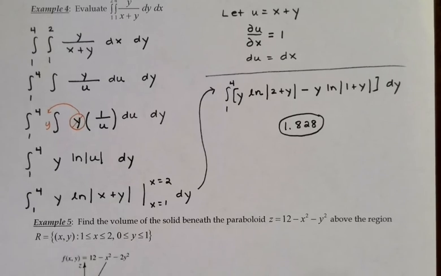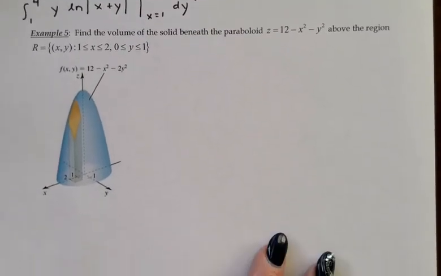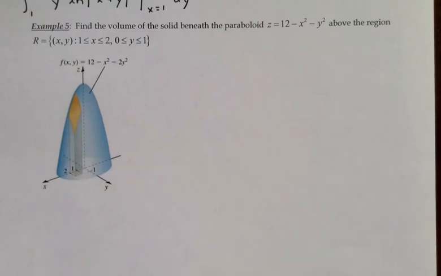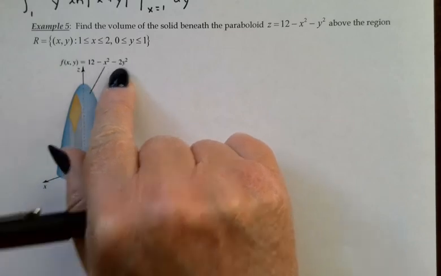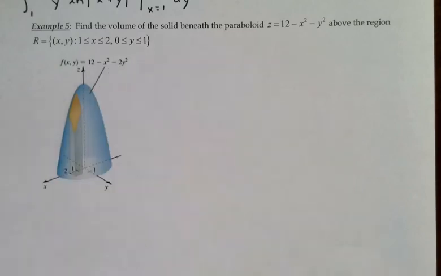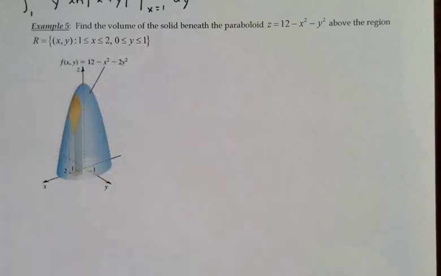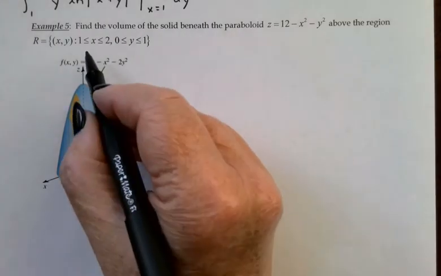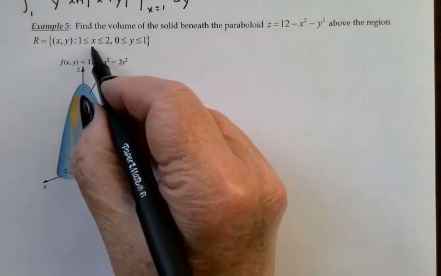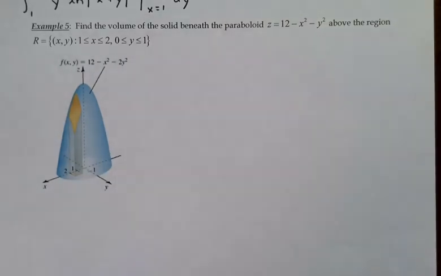All right, one more practice problem in 13.1. Example 5 here. We're looking for the volume of the solid beneath this paraboloid. Notice 12 minus x squared minus 2y squared is just a paraboloid that's been shifted up 12. And because of the minuses, it's upside down. We also want to stay above the region, x going from 1 to 2, and y going from 0 to 1.